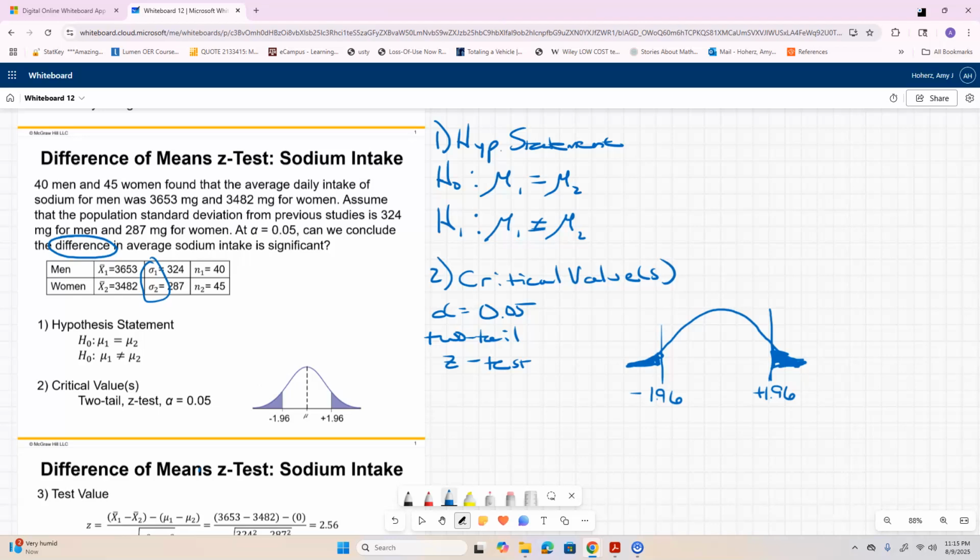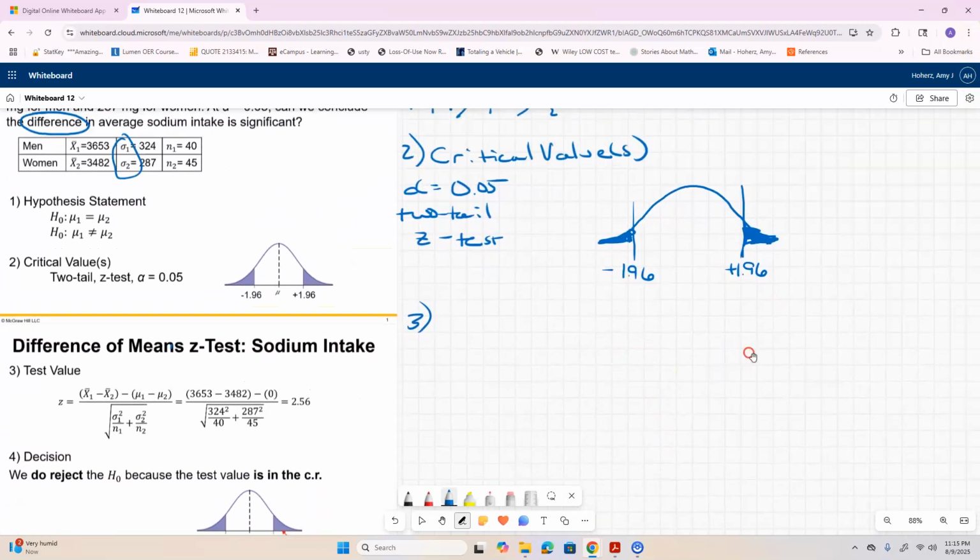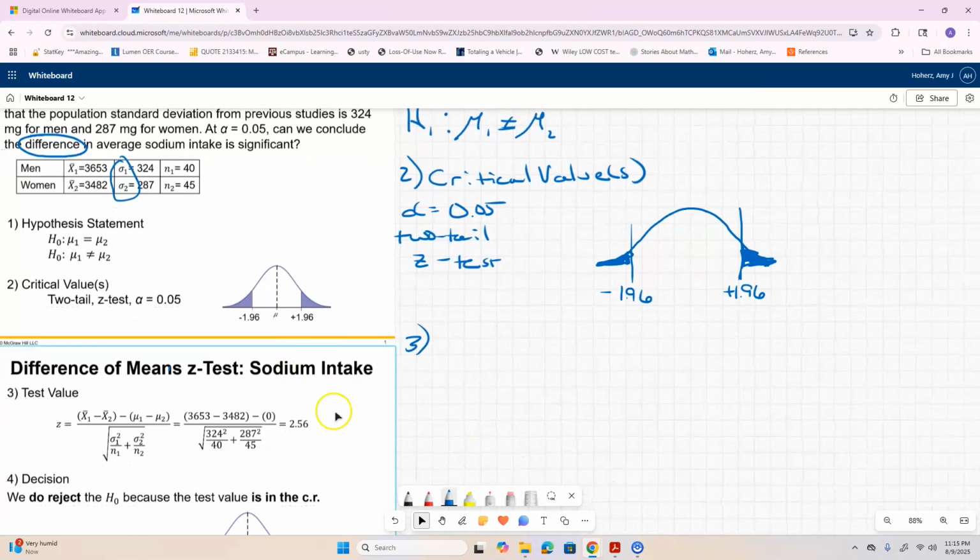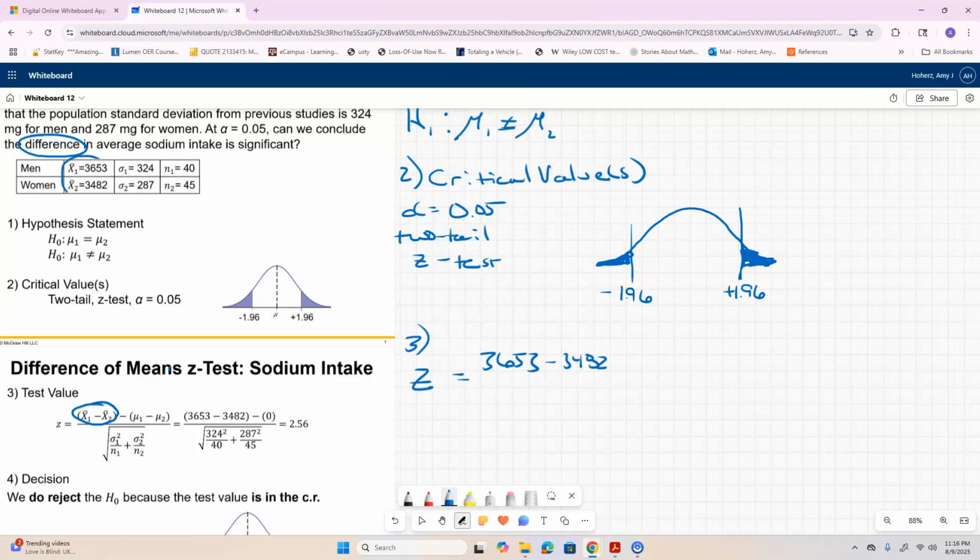Okay, so now we're ready again for our formula. Try to get both of these on the screen at the same time. So when we go to plug in, we need z equals x bar 1 minus x bar 2, which is our 3,653 minus our 3,482 from up in our chart.